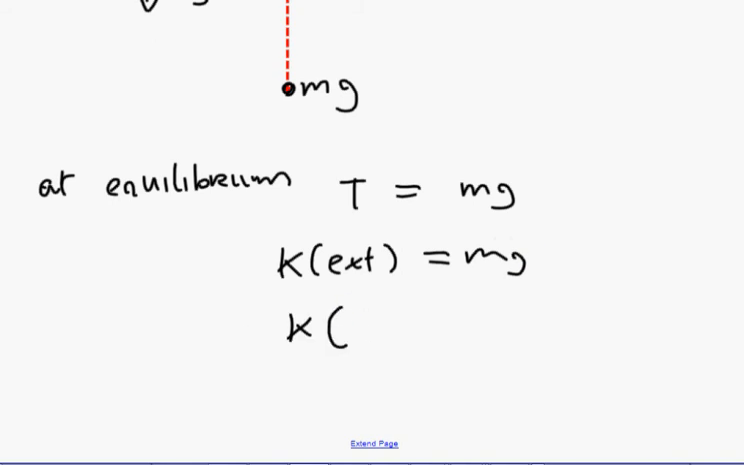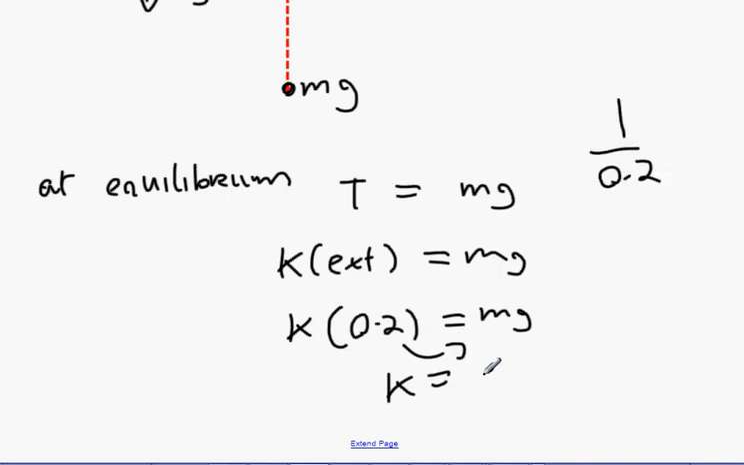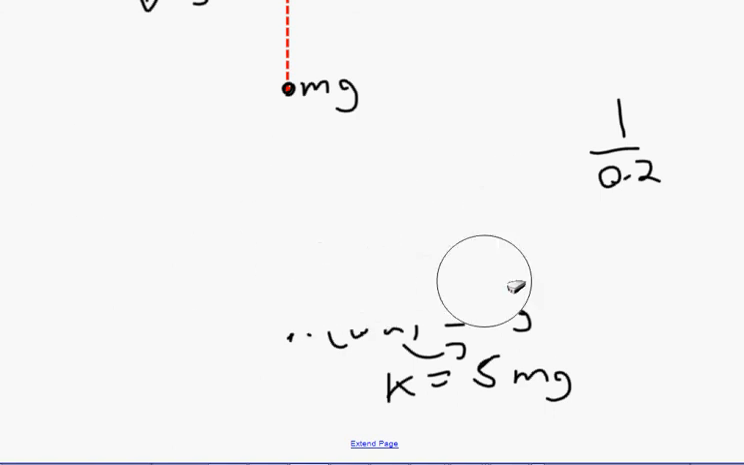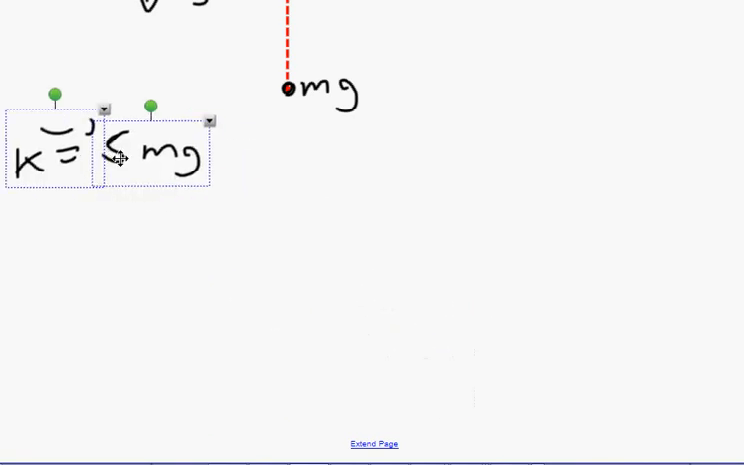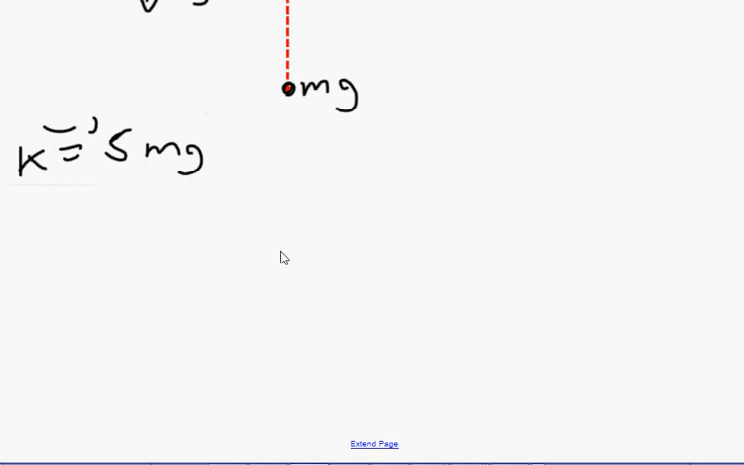Extension is 0.2 meters. K therefore is, when you divide 1 by 0.2 you get 5. K equals 5mg. The equilibrium constant is 5mg. Okay, so that's handy information there. Then we move this up. Now that we've used our equilibrium position, we should go to the displaced position, which is part 2.